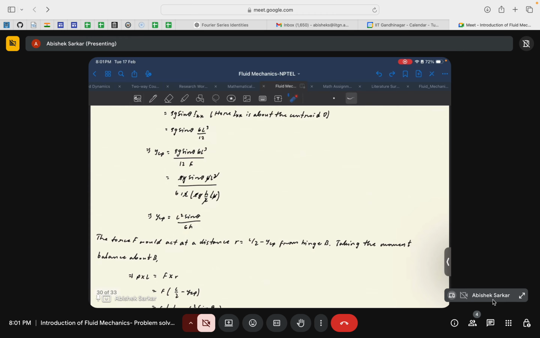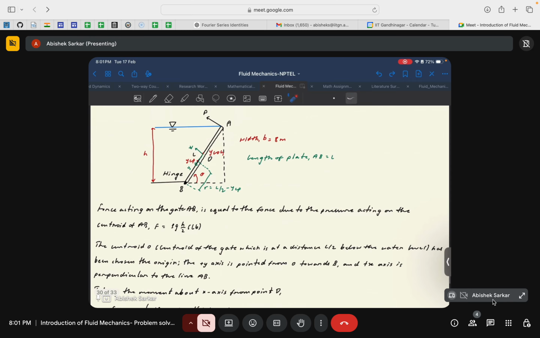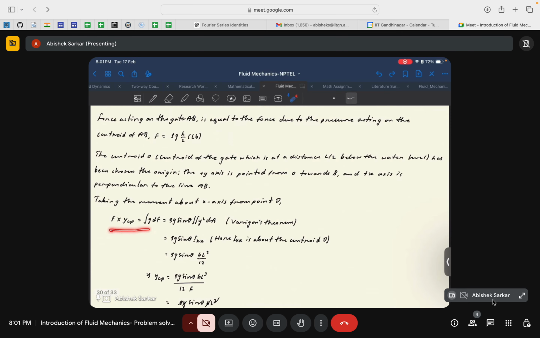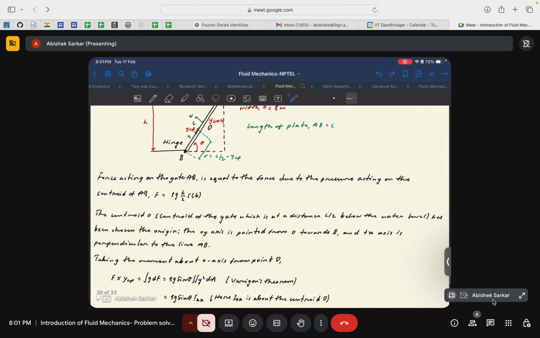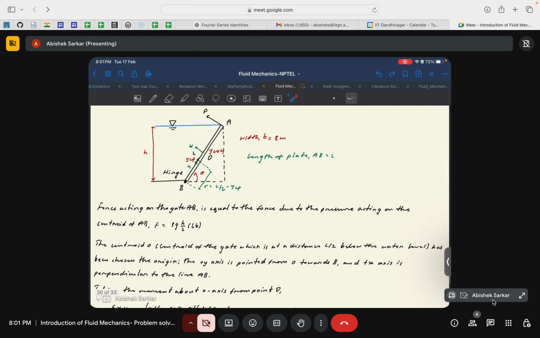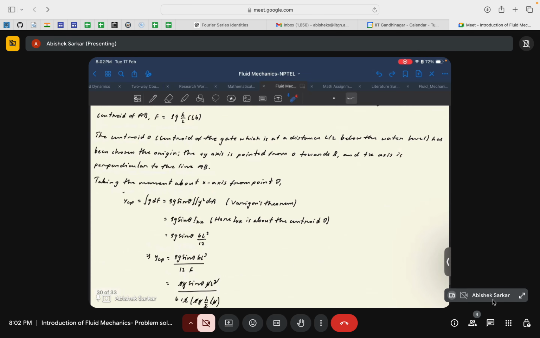Since we already have the expression for ycp, now we just need to do a moment balance. Now we can see why we had to take the aid of Varignon's theorem. From this we could find the value of ycp. Since ycp is known, just substitute it here. Then do a moment balance about the hinge at B, and you can find the value of P. The moment balance would be P times L, the distance L, is equal to the pressure force F times R, where R is L by 2 minus ycp. That's what we'll basically do.